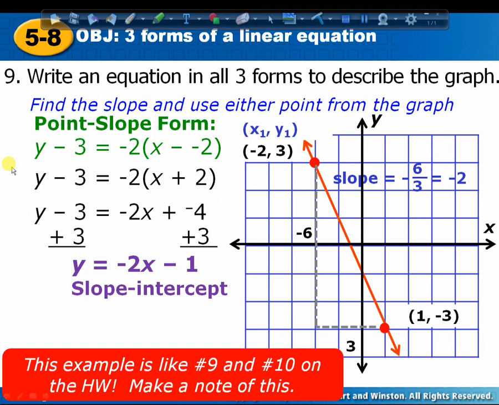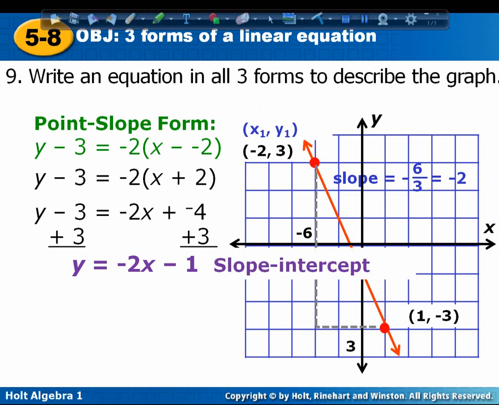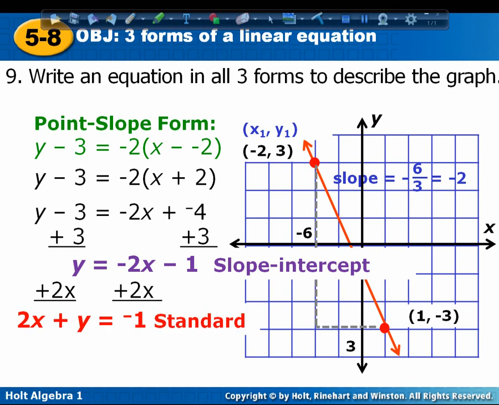And just like on the other examples, I'm fine with you going ahead and just putting this as PSF and SIF for slope intercept form. You can abbreviate those. So we have point slope form, we have slope intercept form. Now I need standard, so we need to move that x over. So I'm going to add 2x to both sides, and I get 2x plus y equals -1.